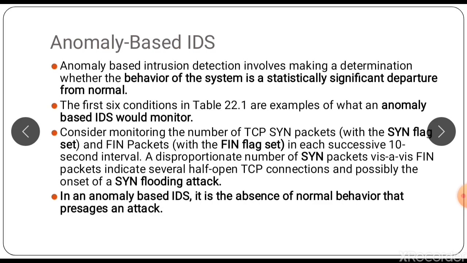Anomaly based intrusion detection involves making a determination whether the behavior of the system is a statistically significant departure from the normal. The IDS will have to learn over time what constitutes normal activity, usage and behavior. The definition of what is normal may vary as a function of the time of the day or the day of the week. What is normal may also vary from one host to another. Note that the previous table we have seen is an anomaly based IDS, and there it is shown which variables are monitored.